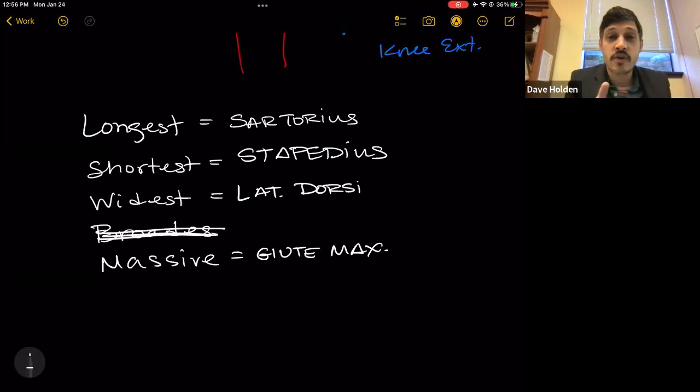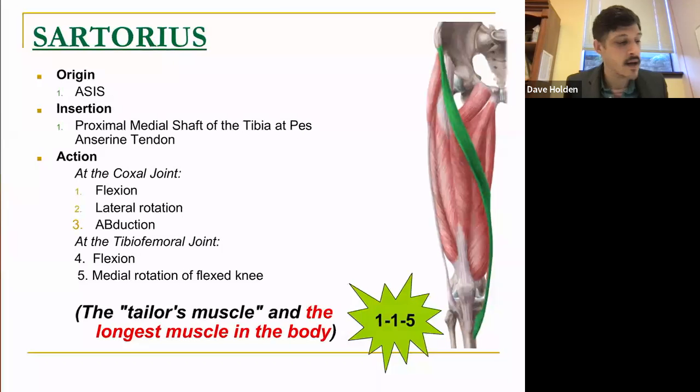So sartorius is definitely going to be one, guys, of the muscles, like piriformis, that you just need to know. ASIS to the pes anserinus, you got to know what it does. It's just one of the ones you got to know off the top of your head. You should also definitely know off the top of your head, sartorius is the longest muscle in the body.